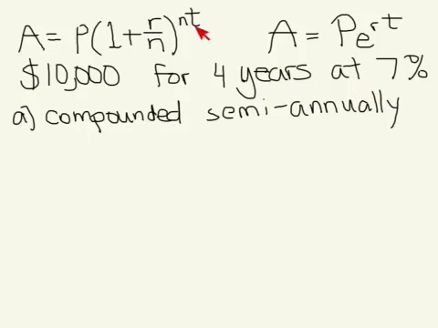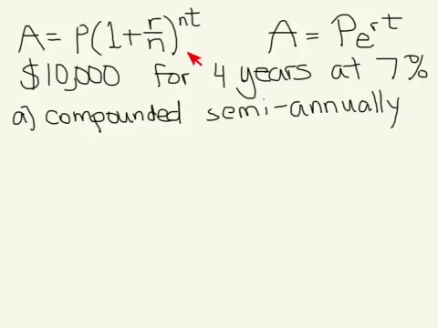T is the amount of time you're going to leave the money in the bank account. In this case, it would be 4 years. And N stands for the number of compounding periods per year. So in our example here, if it's compounded semi-annually, you have to ask yourself, how many times a year is that? And that will be twice a year, semi-annually. So that would mean that N is 2. If it said monthly, for example, then N would be 12, because that's 12 times a year. Or if it said quarterly, then N would be 4.